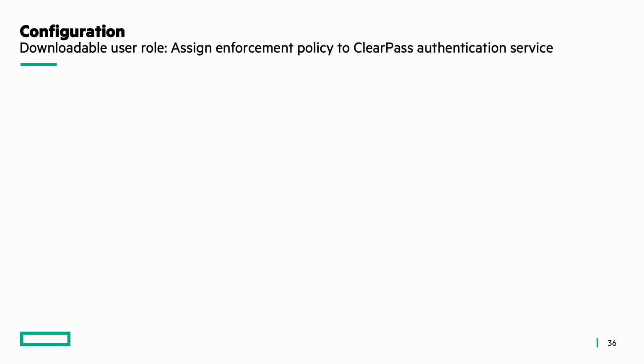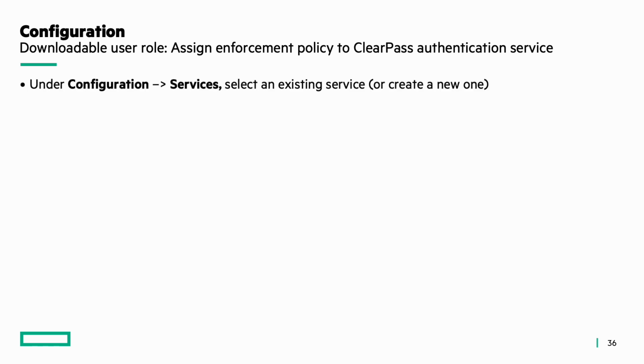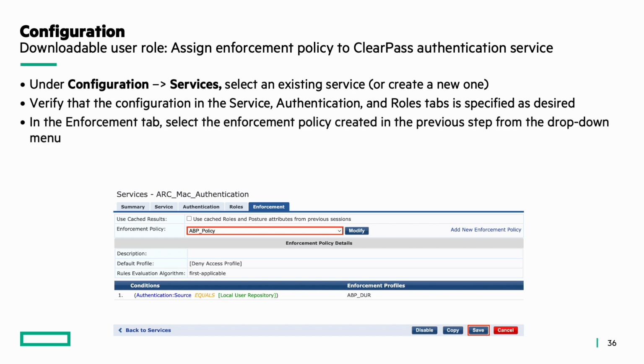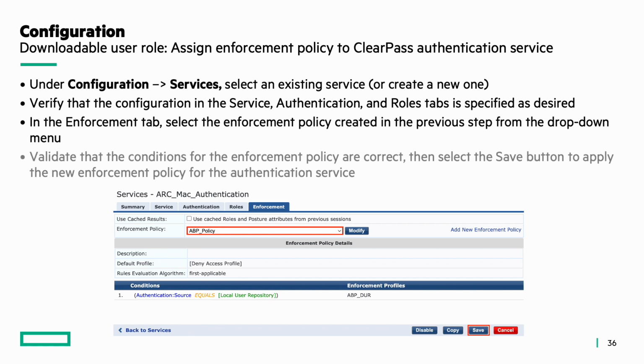The last portion of the deployment process in ClearPass is to assign the enforcement policy to a ClearPass authentication service. Select or create an authentication service from Configuration, Services, and ensure that the config under the Service, Authentication, and Roles tabs are specified as desired. Under the Enforcement tab, select the enforcement policy created in the previous step from the drop-down menu. Validate that the displayed conditions for applying the enforcement policy are correct, then select the Save button in the bottom right.